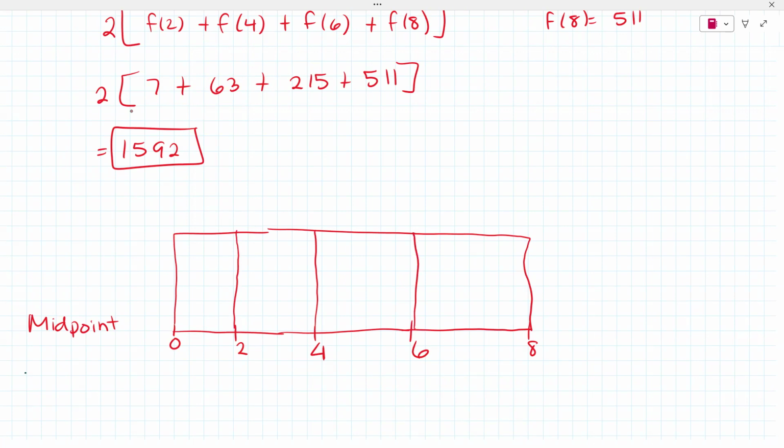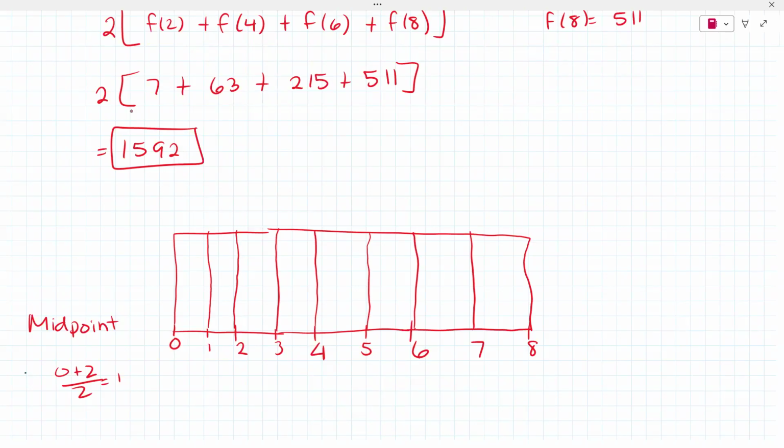So with the midpoint, you get more rectangles because it should be more accurate. So what you have to do is find the average between 0 and 2. So it's just 0 plus 2 over 2, which is 1. It's 1 straight line like that. And then halfway points between 2 and 4, it should be 3. And then halfway point between 4 and 6 should be 5. And then halfway point between 6 and 8 should be 7.